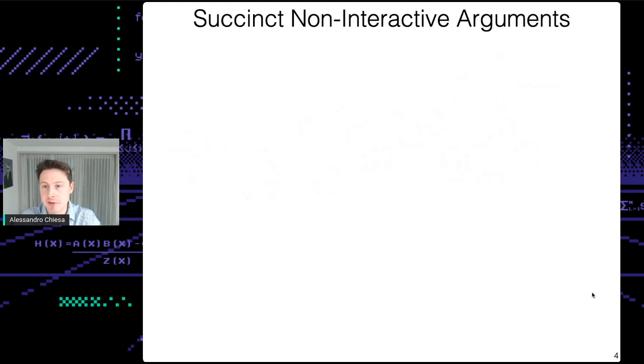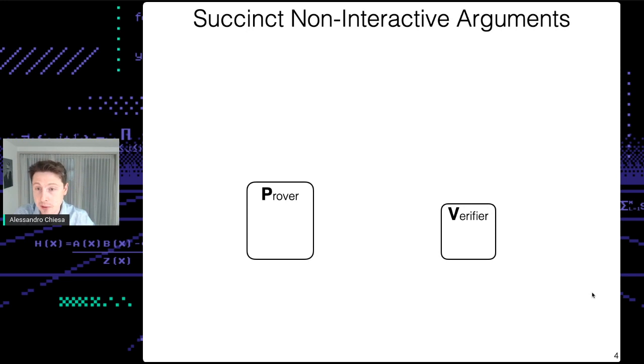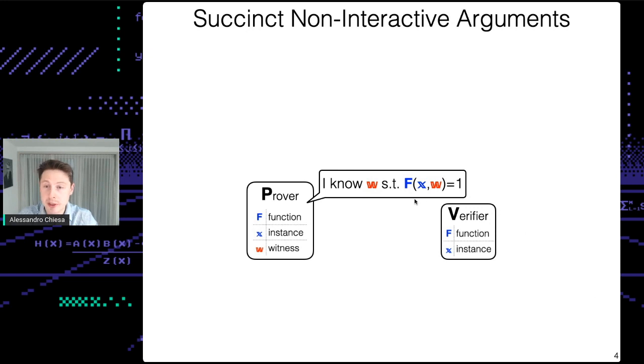So SNARK stands for the acronym Succinct Non-Interactive Argument. Okay, so you have a prover and a verifier, and the prover wishes to convince the verifier of some computational statement: that it knows a secret witness W, such that some computation F, applied to some public input X, known as the instance, and the private input W, known as the witness, accepts. Okay. And the key property is that the proving process is efficient relative to this computation. So if it takes time t to conduct a computation, you want this to be polynomial or ideally linear in t.